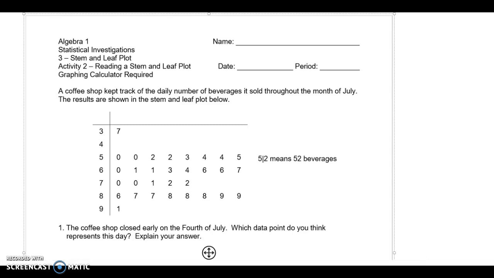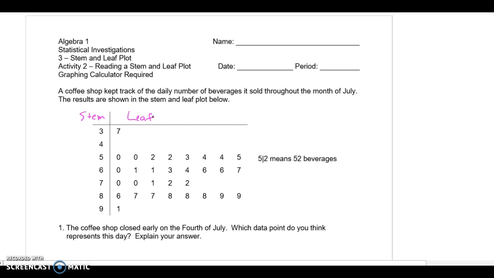In section 3, we're going to look at stem and leaf plots, which are another way to display data. Down here we have a coffee shop that kept track of the daily number of beverages it sold throughout the month of July. The results are shown in the stem and leaf plot below. What we have on the left-hand side is called the stems, and on the right-hand side, we have the leaves.